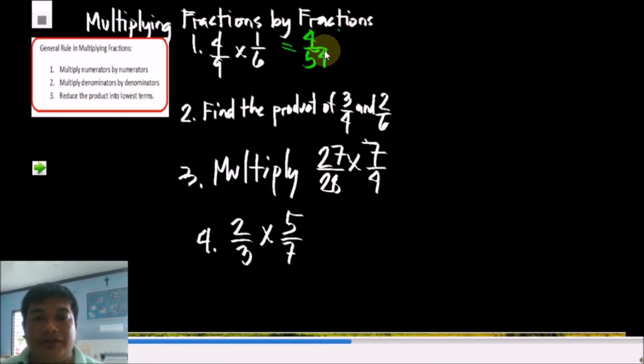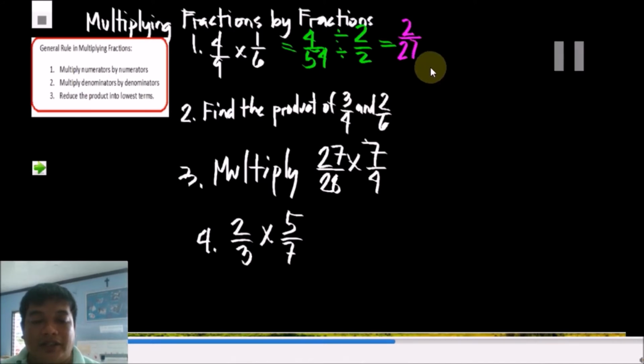So how do we reduce to lowest terms? By dividing by the greatest common factor that can divide 4 and 54. In this fraction, 4 and 54, you can divide by the GCF, 2. So 4 divided by 2 will be equal to 2. Then 54 divided by 2 will be equal to 27. So 2/27.